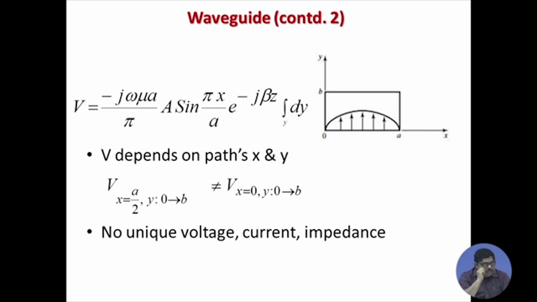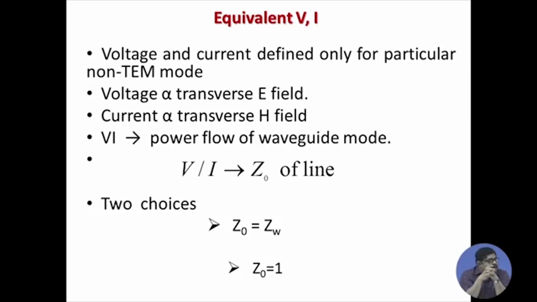So, what is the way out? Fortunately, microwave researchers have come up with ways to tackle this problem. They say you can still define voltage and current, but obviously for a particular non-TEM mode. That means, for T10 mode there will be a voltage current definition, for T20 mode there will be another voltage current definition, for TM10 mode there is another voltage and current definition, etc.